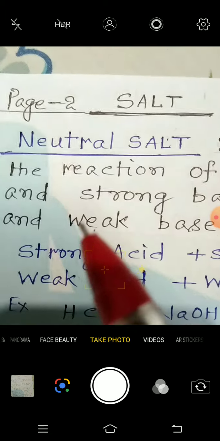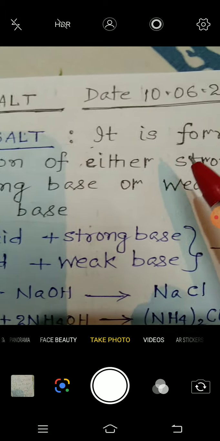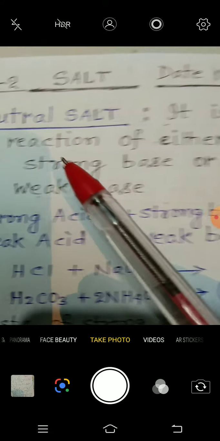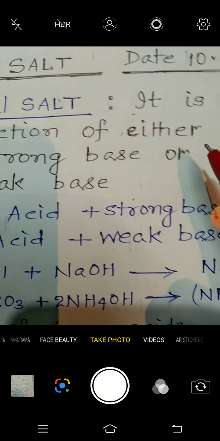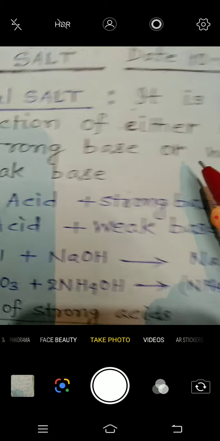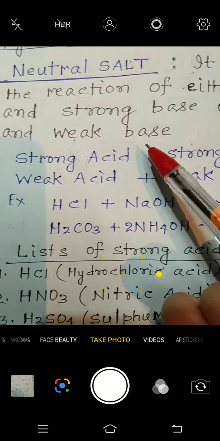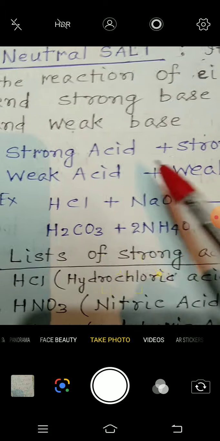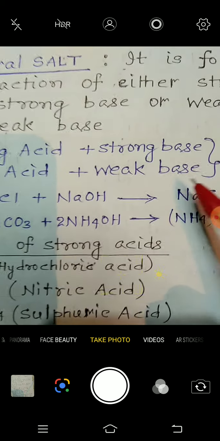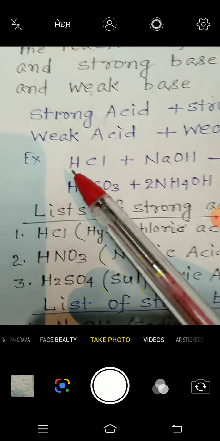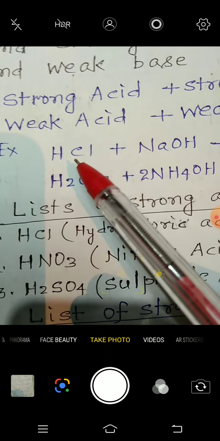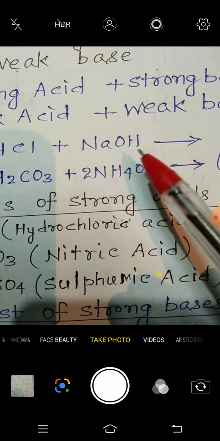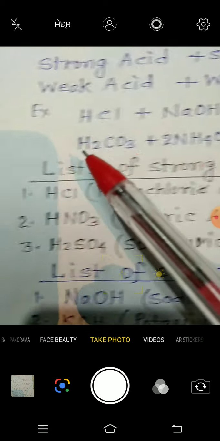So see here, now the third type of salt is neutral salt. It is formed by the reaction of either a strong acid and a strong base or weak acid and weak base. So a strong acid plus a strong base or weak acid plus weak base gives neutral salt. Here is the example. A strong acid HCl reacts with a strong base NaOH, it gives NaCl plus water.